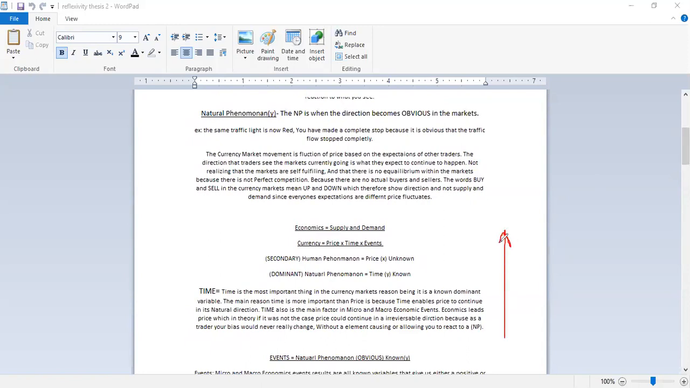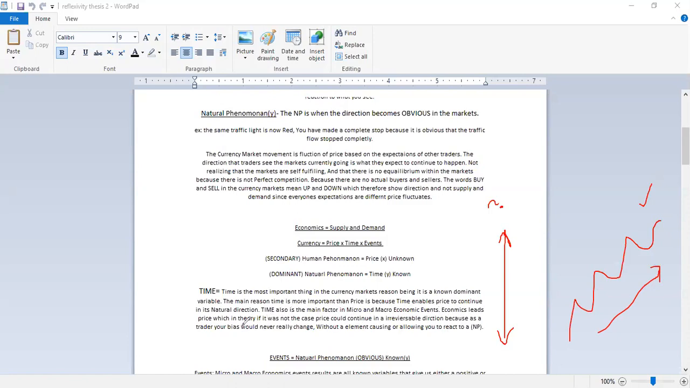So again, let me show you these 2 examples. This is what we wish could happen, and this is what actually happens. Let's read the statement one more time. Time is the most important thing in the currency markets. Reason being is the known dominant variable. The main reason time is more important than price is because time enables price to continue in its natural direction. Time also is the main factor in micro and macroeconomic events. We know the time those events come out, we know the days that they come out, and we also know the results.